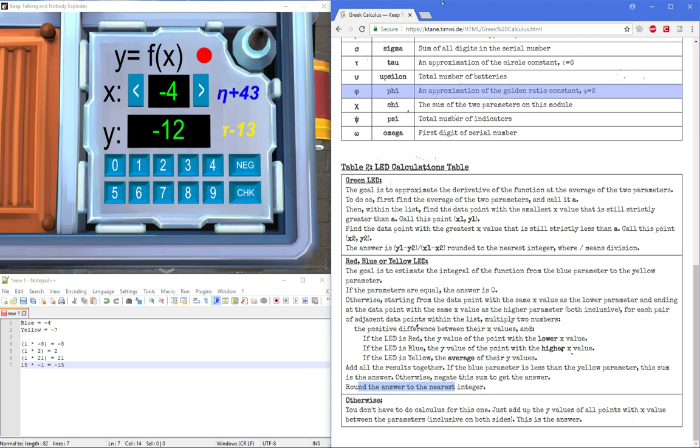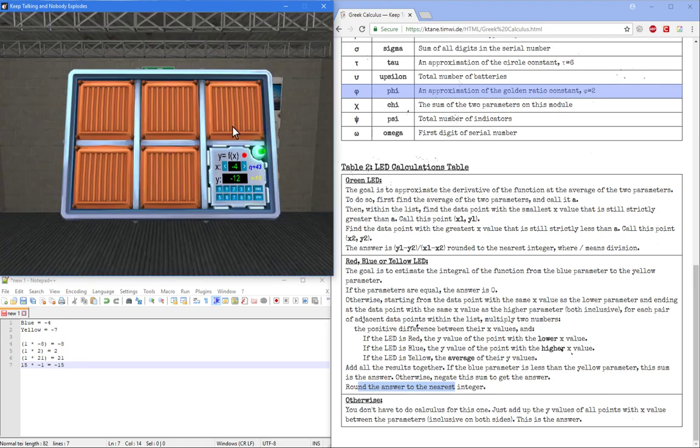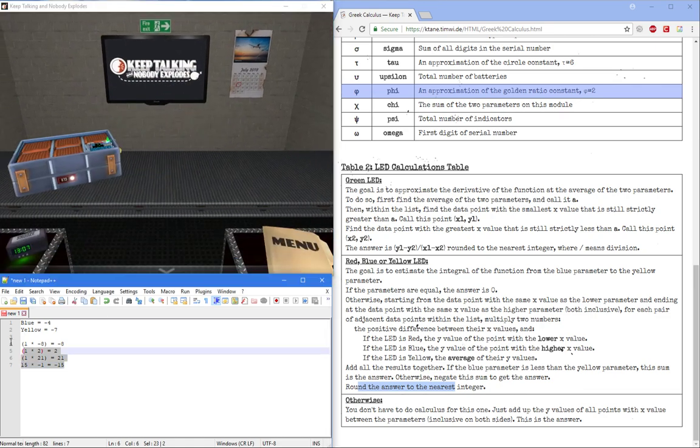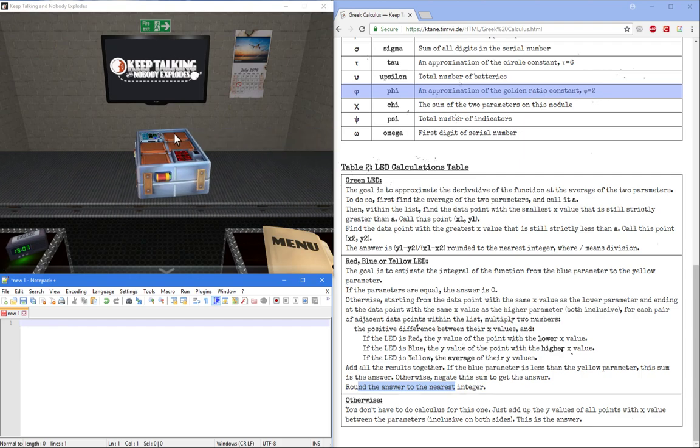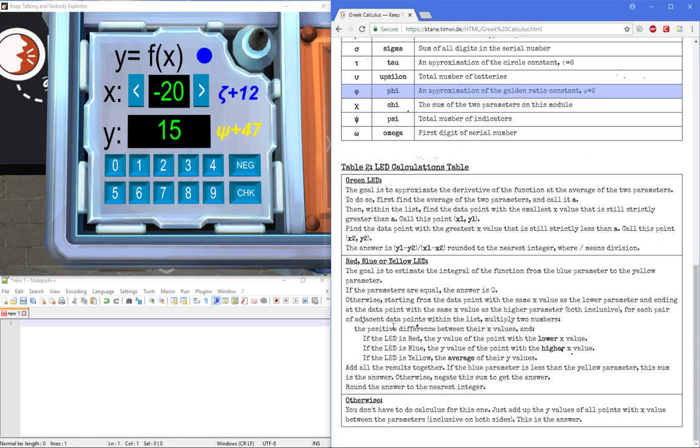So, to input our answer, we'll first press neg as a negative, and then 1, 5. And we'll press check to enter it. And that's a solved module. Alright, we'll do this one more time, just to get a feel for this. So this time we have a blue LED. So we'll be going through the same steps, except we'll take the y value of the point with the higher x value.